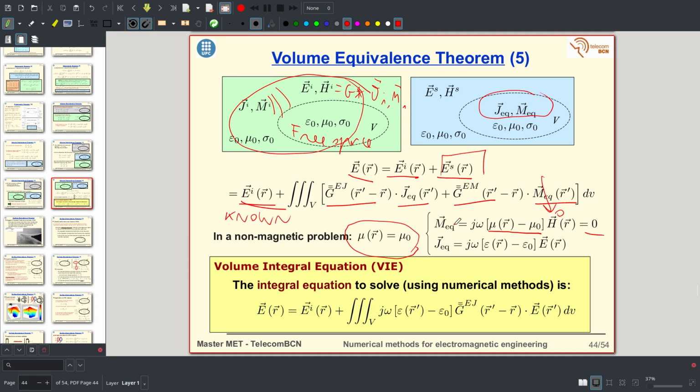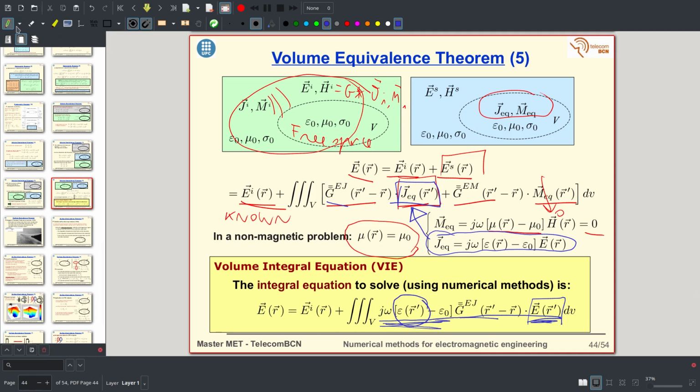And then we replace the equivalent current here by its value. So we substitute this here, and we get this. The convolution of the Green's function with some factor that depends on the electric field. Essentially, the convolution of the Green's function with the electric field times a factor that depends on the object. This includes the information about the object. And now we have what's called an integral equation.